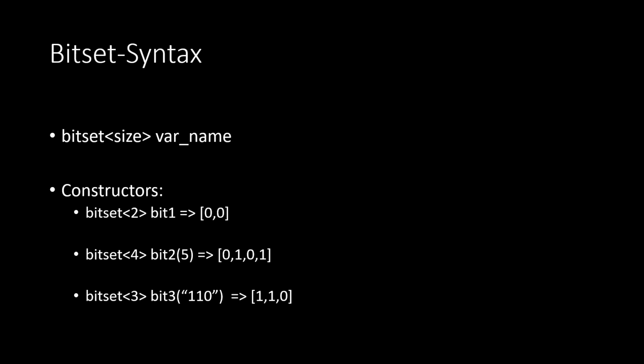Next, the second constructor is a parameterized constructor, which accepts an integer as a value. It will initialize the bitset with this number and convert it into binary form. Here in the second example, it accepts 5 as the value parameter and converts it into 0101, which is the binary representation of 5. The third constructor takes a string. It accepts the string as the parameter and converts this string into bitset values. So you can see that 110 will be converted into 1, 1, 0.